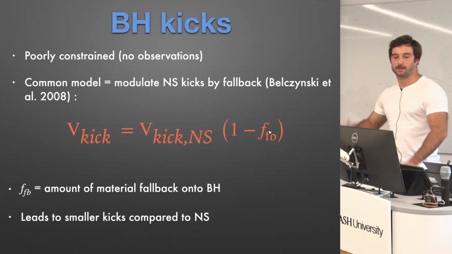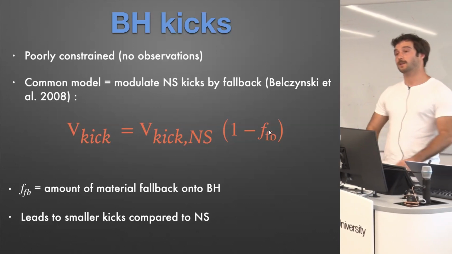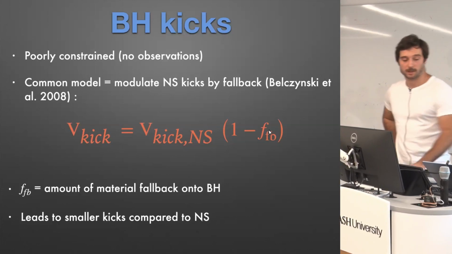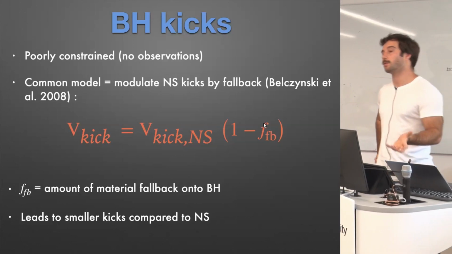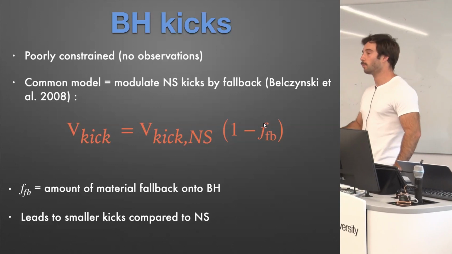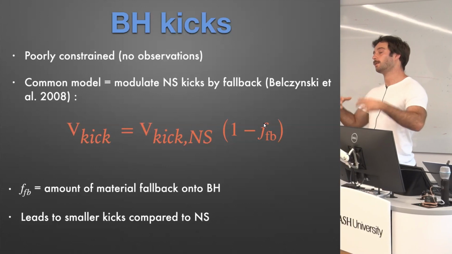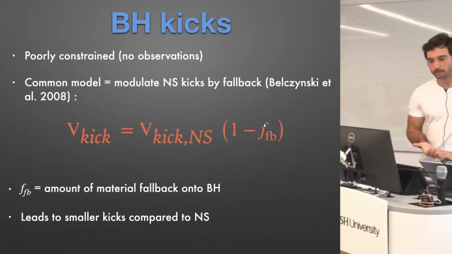And then, essentially, this leads to smaller kicks compared to the neutron stars, because F sub FB varies between 0 and 1. 0 means no fallback. 1 means all of the mass from the star that exploded fell back onto the black hole.